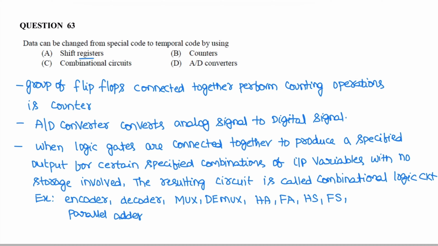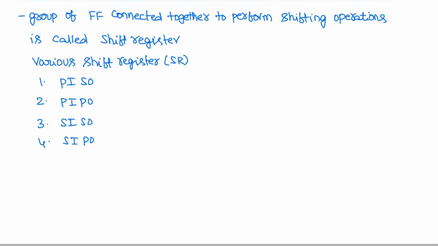So shift registers are used to convert spatial code to temporal code. A multiplexer can also convert, but in the example they have given combinational logic circuit, so it is wrong. A to D converter is wrong, counter is wrong, because a counter is a group of flip-flops connected together to perform counting operation. A shift register is a group of flip-flops connected together to perform shifting operations. The various shift registers are parallel in serial out, parallel in parallel out, serial in parallel out, and serial in serial out.